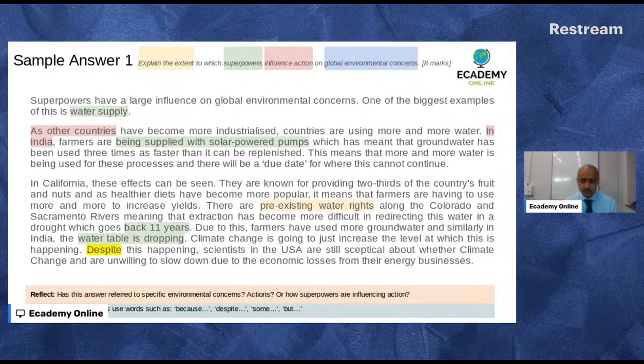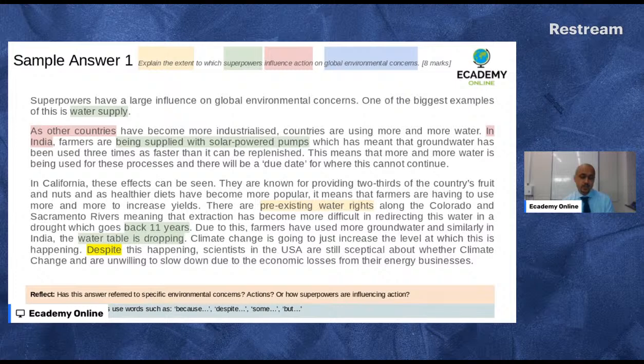The best part of this answer so far is the last couple of lines, where it says, despite this happening, scientists in the USA are still skeptical about climate change and are unwilling to slow down due to economic losses from their energy businesses. Now that is challenging the status quo, right? That is a really good understanding of the issues involved, and a bit more critical evaluation of the challenges of influencing action would see this candidate get very high level marks, okay? But the preceding parts have undermined that just a little bit.